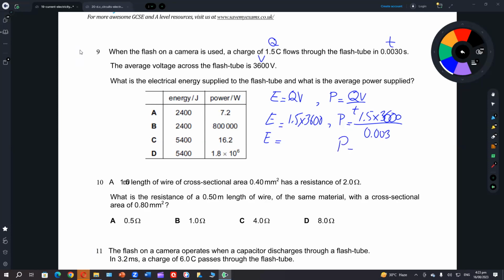I have done the calculation. Please copy this calculation and solve and get the values for me. First, tell me the values. Do not tell me the answer. Energy is 5400. Yes. Okay, good. And the power? Power is 1.8 times 10 raised to power 6. Amar, can you please share your answers? Well, I got energy as 5400, but not power. I'm getting power as 1.2 times 10 power 8. Yes, right.